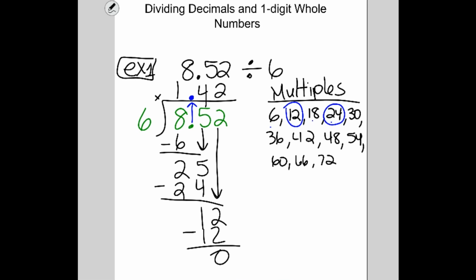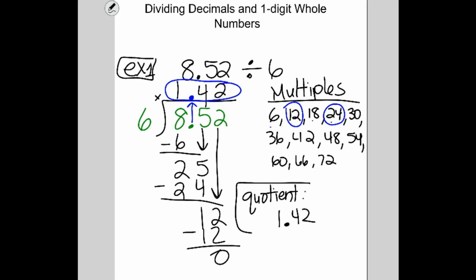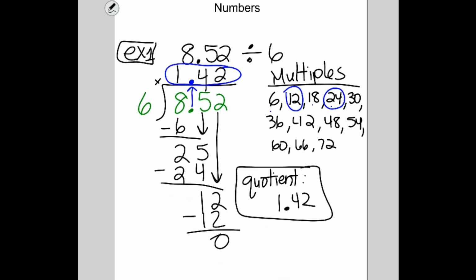So our answer is 1.42. So the quotient, rather, of this problem is 1.42. We're going to do one more example, and the rest of them are really going to be just like this. So I'm not going to spend our time doing a lot of examples today.